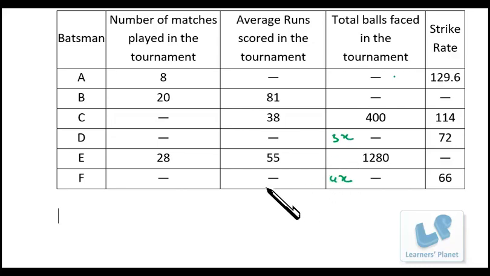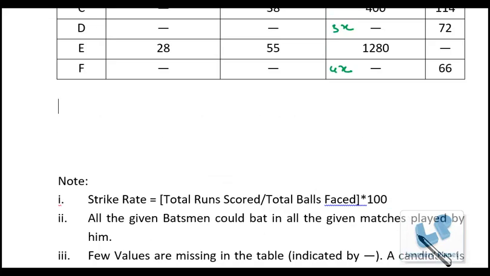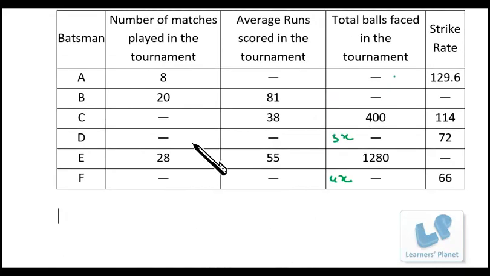So we have to find out the total number of runs scored by F in the tournament is what percent more than the total runs scored by D in the tournament. So F is what percent of D, right? So in the numerator we have to put F and in the denominator D, total runs scored. So I assume this to be A, this to be B, this to be C, this to be D. So AB is the total score because the total number of matches played by D is A and average is B. So total will be AB.